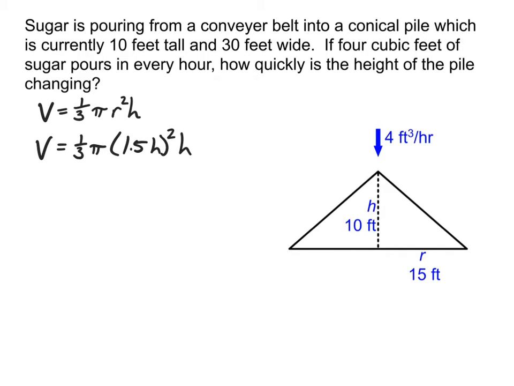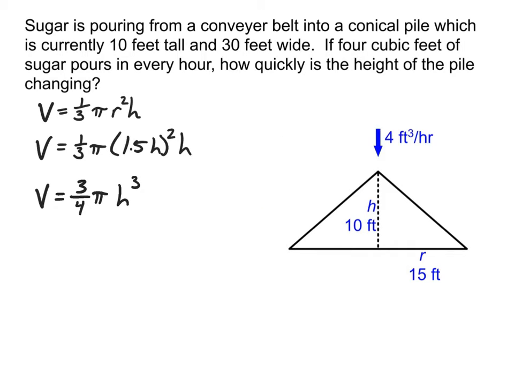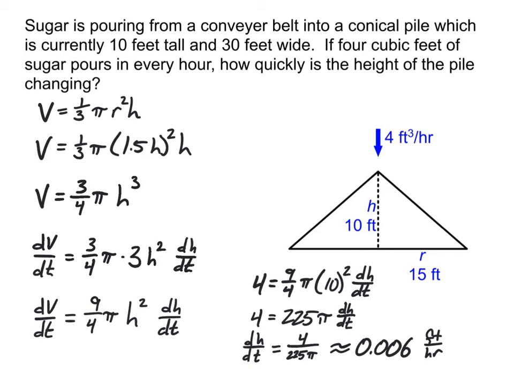And again, I want to simplify that before I go and find my derivative. Otherwise, I have to be using product rule because the two h's multiplied together, and that'd just be a lot trickier. And when I multiply that 1/3 by the 1.5 squared, I end up getting 3/4. So it's going to be 3/4 pi times h cubed. And now I can finally take the derivative with respect to time. And from there, we can just plug in the values that we know for this particular situation, and finally solve for dh over dt. And we end up getting an answer of about 0.006 feet per hour.